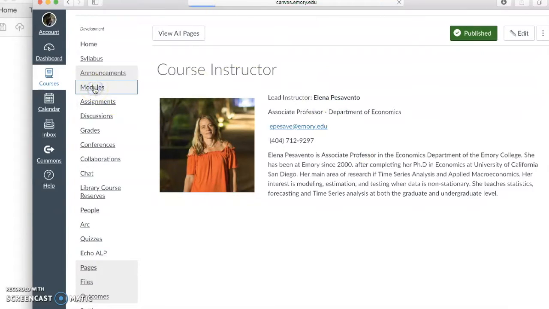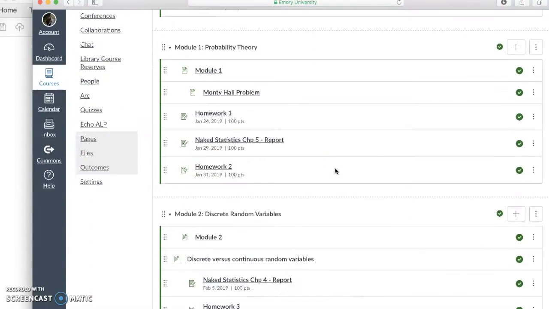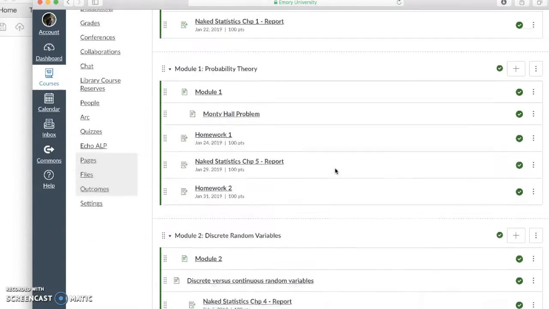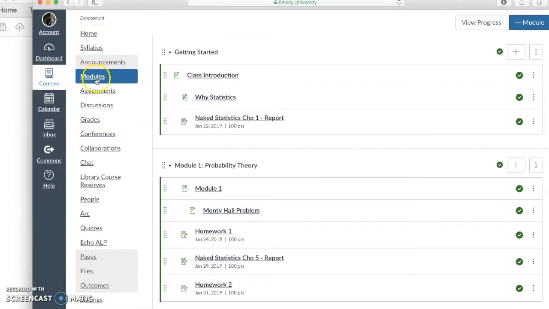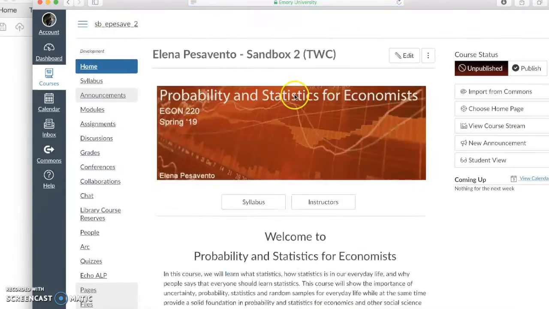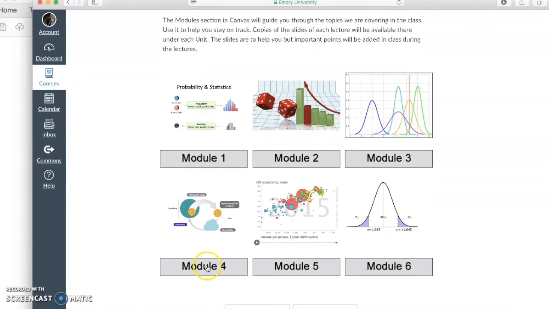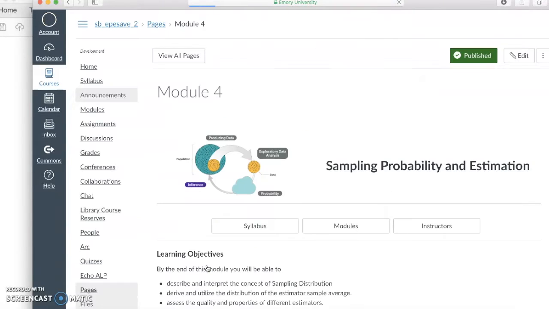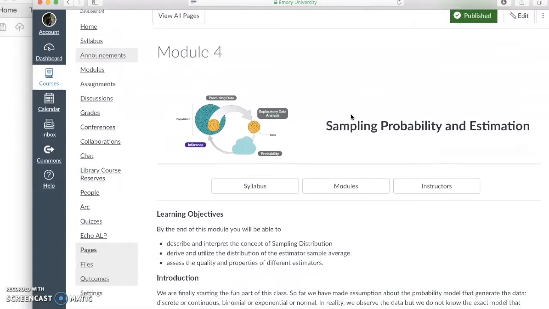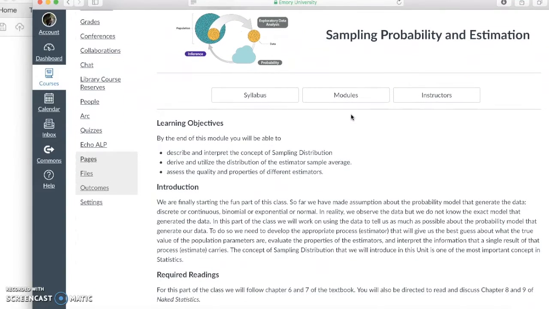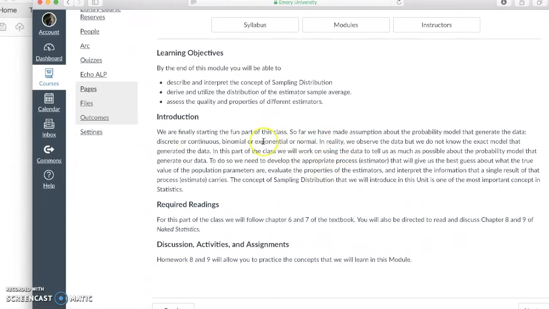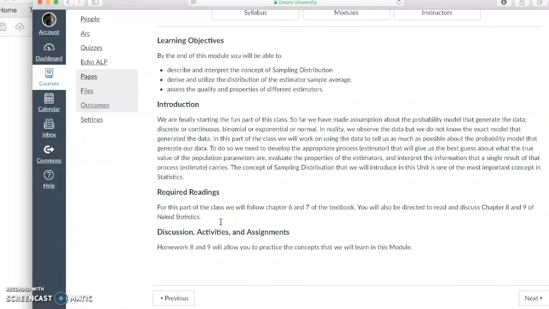My modules are almost all set up. I'm still tweaking them. They can be reached from the module sections or also from the home page by clicking on the corresponding module. The module that I would like to show you in particular is module number 4, which is about sampling, probability and estimations, where I spend some time talking about the objective for the particular module with instructions on how this module will progress, the required readings, and the assignment that they have to expect.